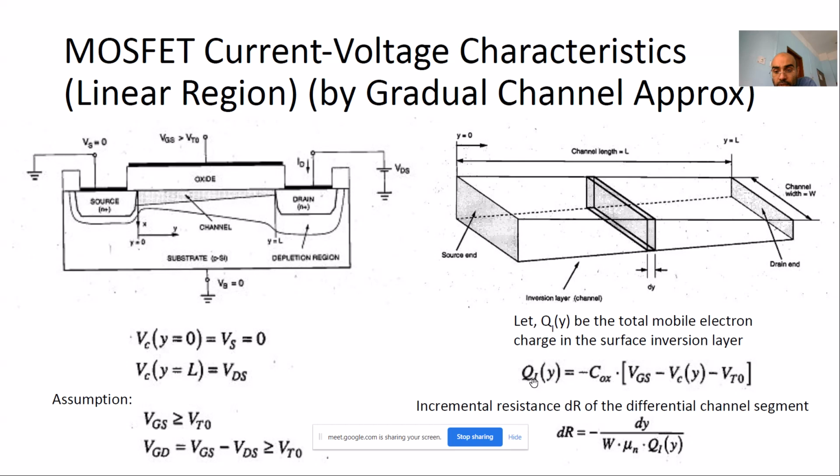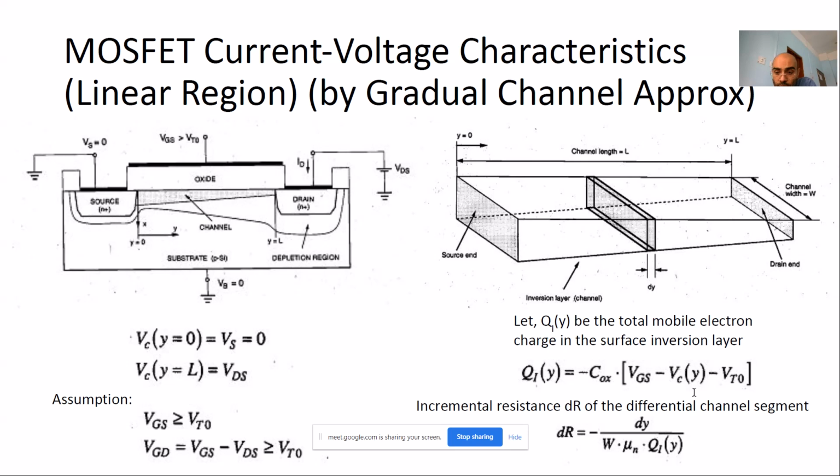So you can write the equation for this particular dy region, the amount of charge present in this region, as this much. Q is equal to CV, and this voltage, if you see here, is VGS minus VC minus VT. Not a single term, but there are multiple terms in this one. So this is actually the effective voltage which this particular region is feeling. That is the voltage written here.